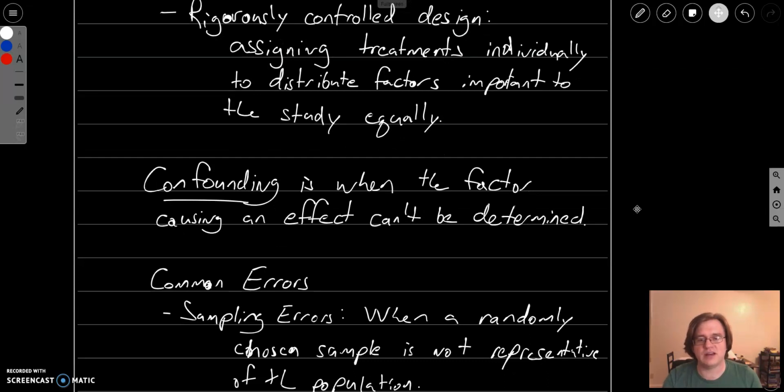I mentioned the word confounding. Confounding is when the factor causing an effect can't be determined. Maybe we want to look at how a treatment affects people, but the group that received the treatment were all white, and the group that didn't receive the treatment were all black. This could confound the results, meaning that we don't know if it was the treatment that was having the effect, or if their background was really having that effect.